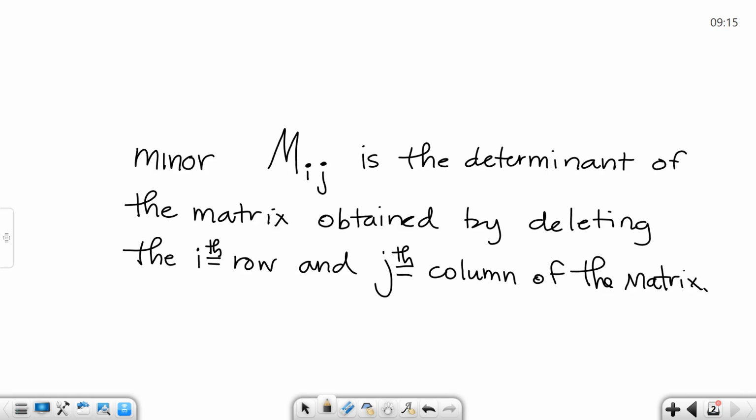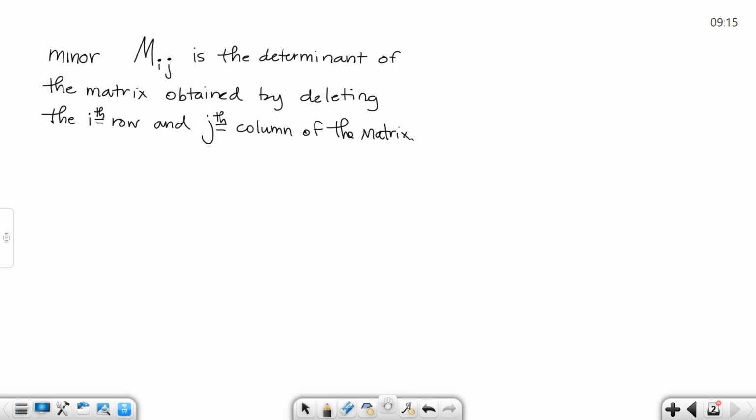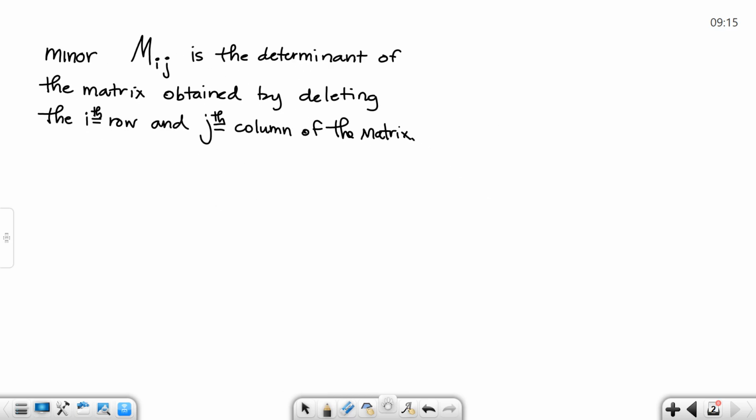Now, I paraphrase that definition. So if you want the actual formal definition, of course it is in your textbook. You're saying things like ith and jth. I am. Now, so let me explain to you what that is. It's really easy. It's just an arithmetic operation.